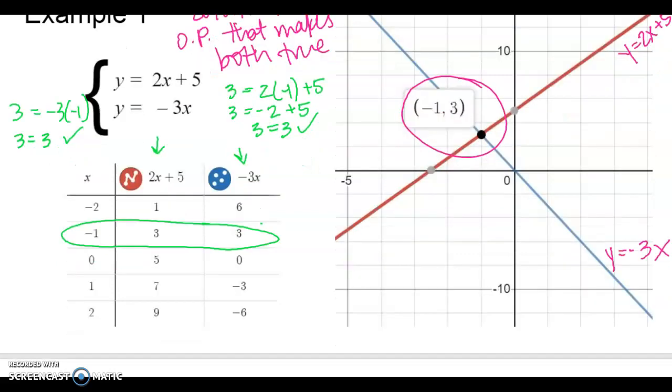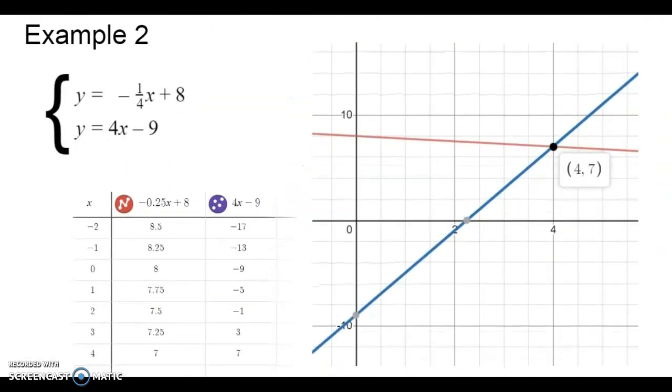Let's look at one more example together. In example 2, we have two equations in our system, y equals negative 1/4 x plus 8, and y equals 4x minus 9. So again, looking at the graph, we've graphed both equations on the same set of axes. So our red line is y equals negative 1/4 x plus 8, and our blue line is y equals 4x minus 9.